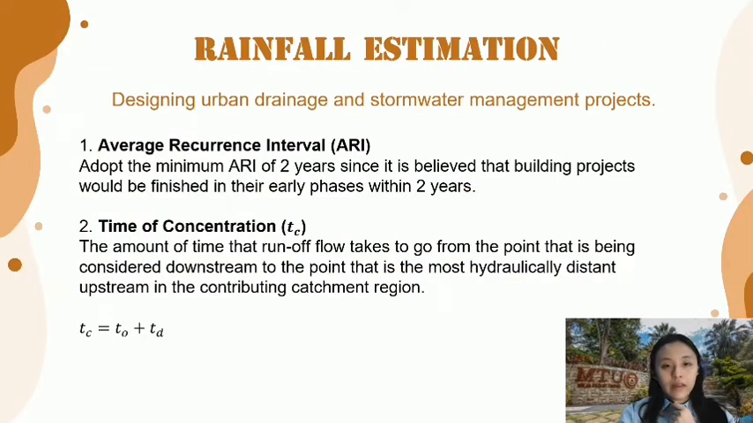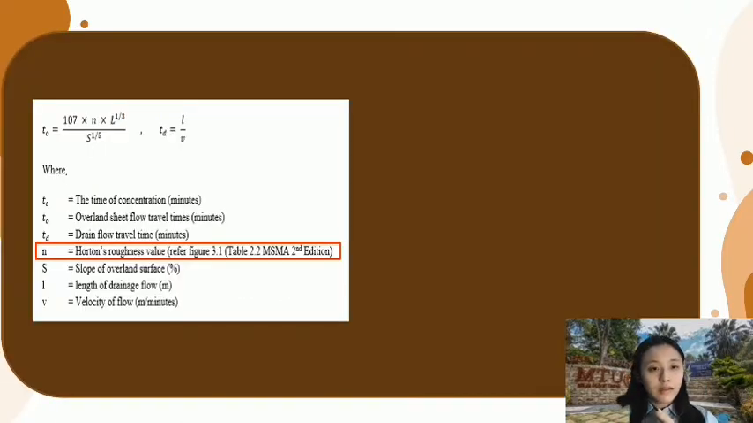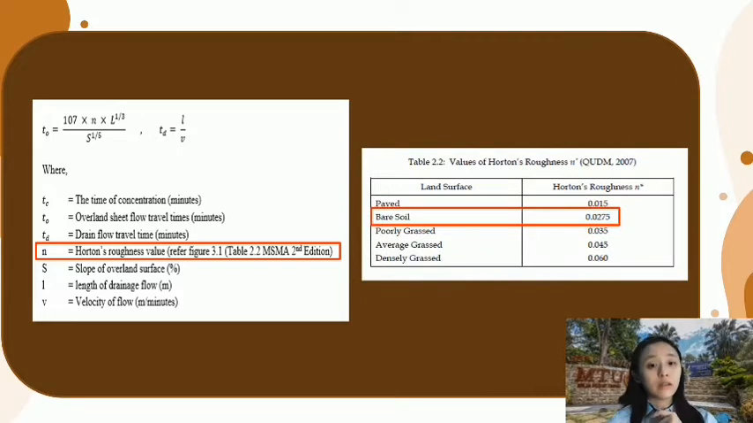First of all, we have to carry out the rainfall estimation for the designing of urban drainage and stormwater management project. So in our project, we have to determine first the average recurrence interval, where we adopt the minimum ARI of 2 years. And we have to determine the time of concentration using the formula of T0 plus TD, where the T0 and TD value can be calculated using the formula as shown in the diagram, while the N values, which is the Horton roughness value, can be obtained from the table. And for our project, we assume that the land surface is bare soil, hence the N obtained is 0.0275.